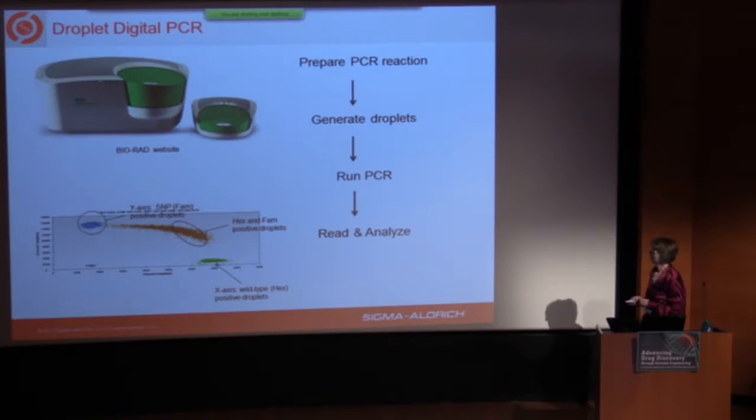But in brief, the way that it works is to prepare the PCR reactions, generate the droplets with the droplet generator device, and then run the PCR in the standard thermal cycler, and then move the plate over to the droplet reader device, which then reads each droplet as positive or negative for one or both detection probes. And then those are plotted, and the data can be analyzed.